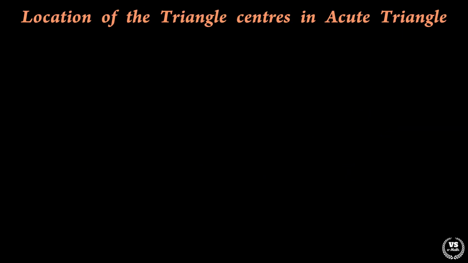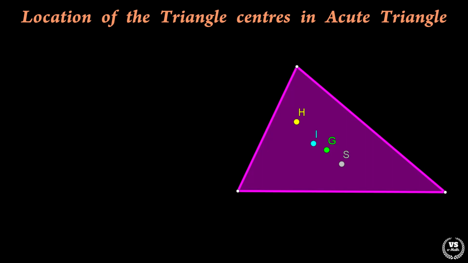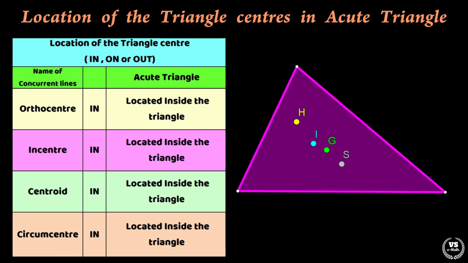Now, let's try to combine all these four triangle centers. We are going to observe their location in three different types of triangles. Let's start with the acute angle triangle. Here, all four of them lie inside the triangle.